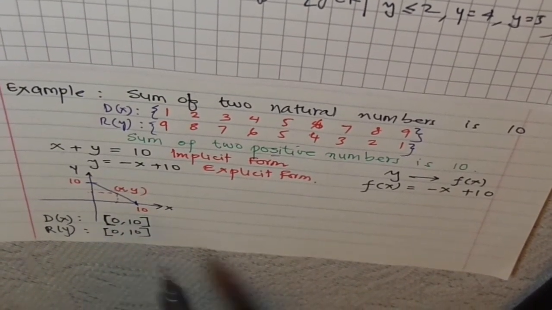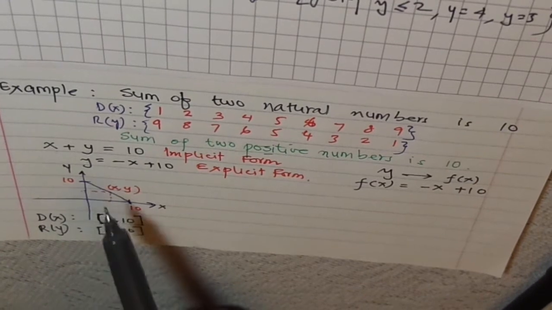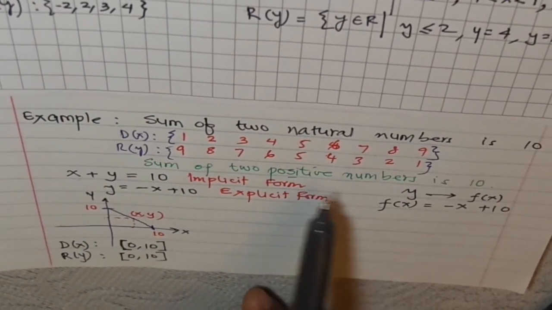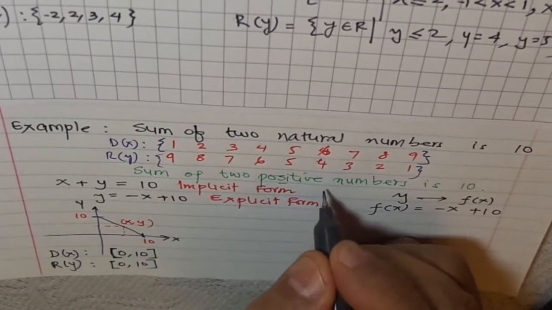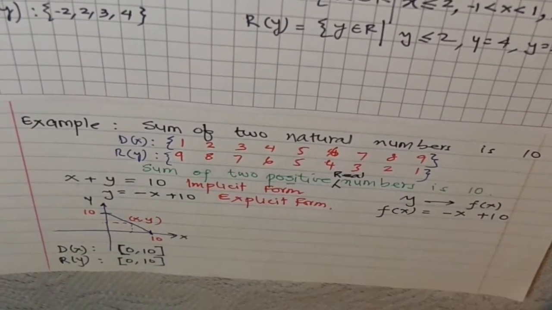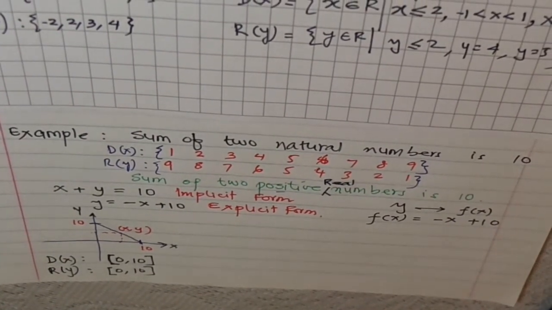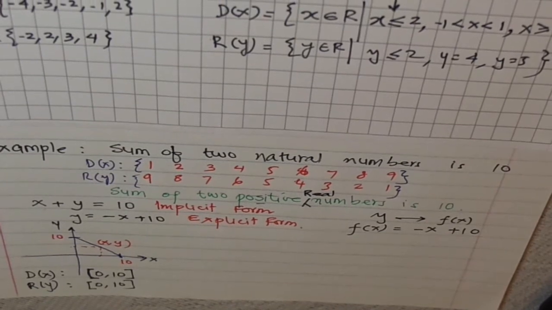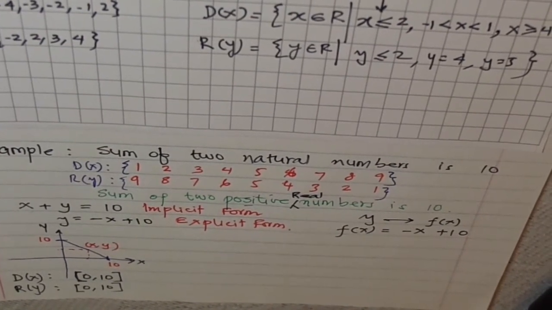When we changed our example from a set of natural numbers to positive real numbers, if I don't mention, it means what? Real numbers. Don't forget that. Always, if I don't mention, then it means real numbers. Okay? Set of real numbers. Correct.